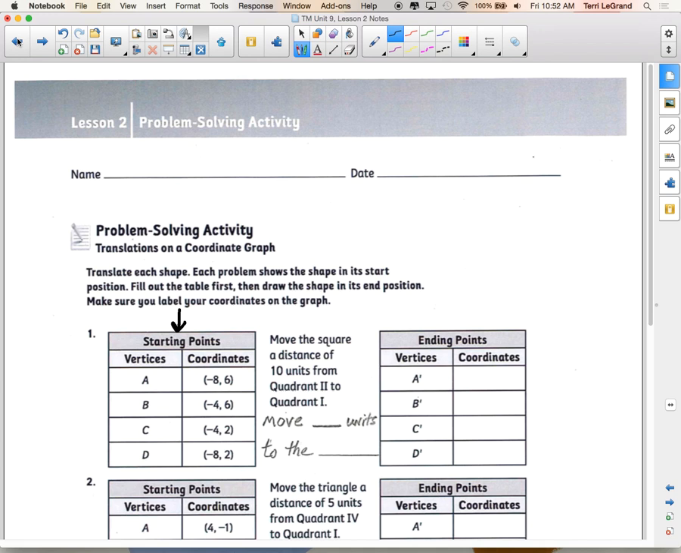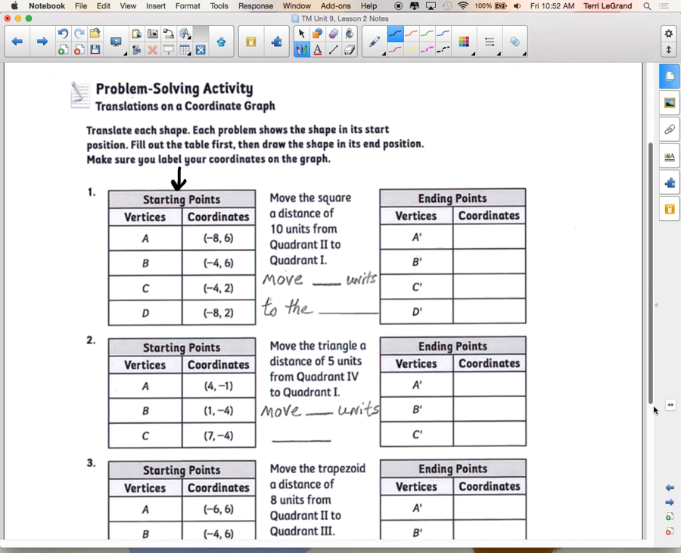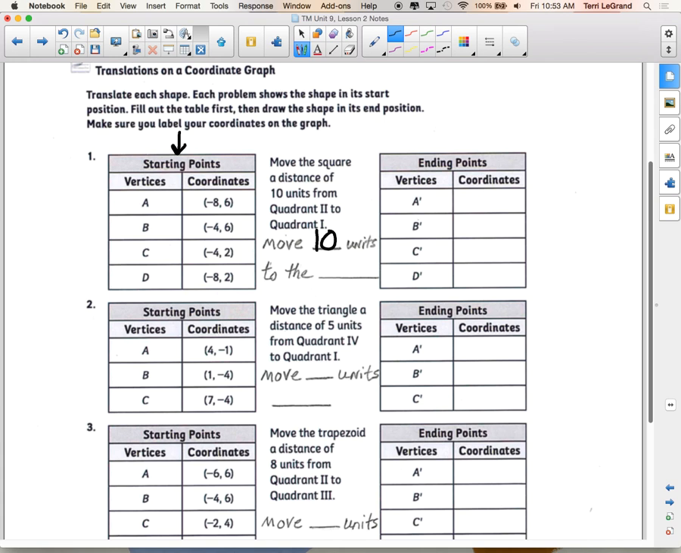So let's go over here and fill in what we're going to move. We're going to move 10 units. What direction? To the right. If we're going to move to the right, that means we need to change the x values, don't we? So we're going to take the x's and add 10 to them. So we need these right here. Underline those. Those are the ones we need.